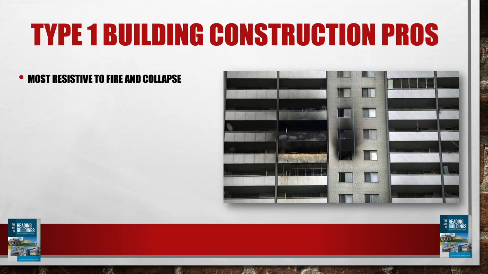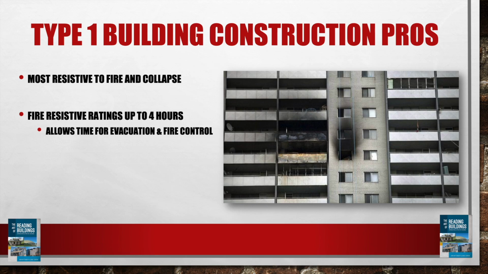Now, some pros to type 1 building construction. It is the most resistive to fire and collapse. Type 1 building construction is supposed to have a fire resistive rating of up to 4 hours. This allows time for evacuation and fire control. And again, a lot of these type 1 buildings are large buildings, so there could be a lot of occupants in it, whether it's a residential high-rise or even if you think of a hospital, there's a potential for a lot of occupants in these buildings.